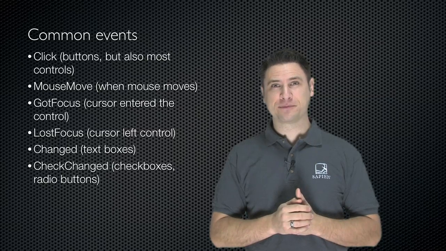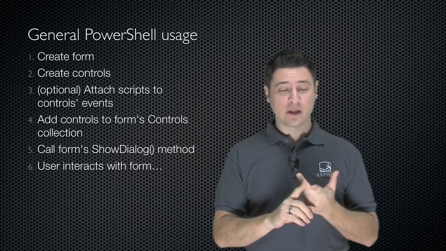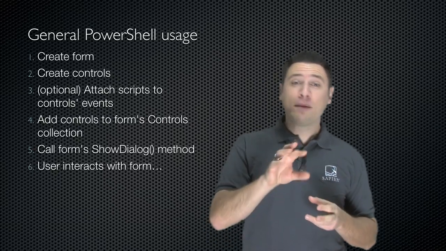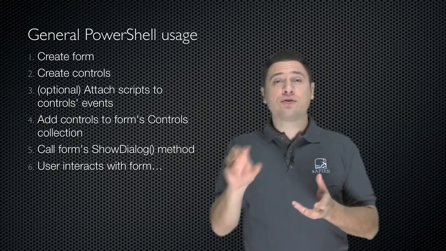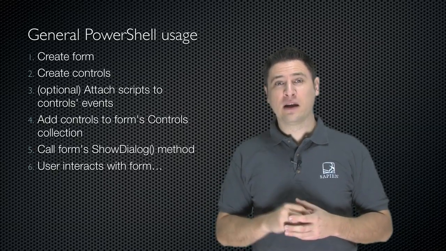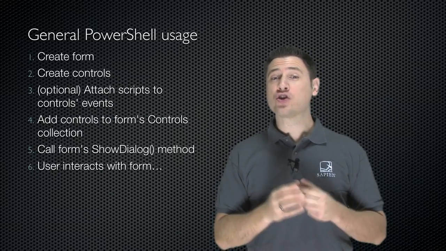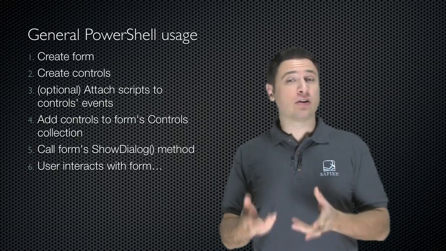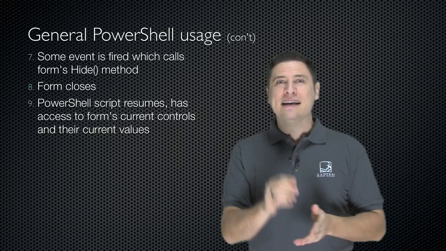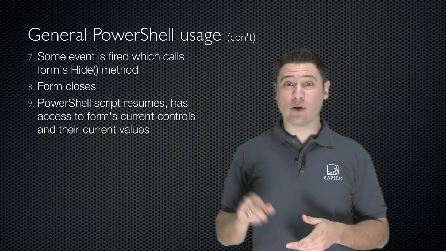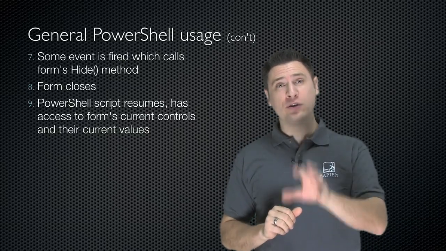So generally in Windows PowerShell, here's how you make a form. You create the form, then you create the controls. Optionally, for those controls that have events you want to respond to, like a button's click event, you attach a script to that control's events. You then add the controls to the form's controls collection, call the form's show dialog method, and the user interacts with the form. They type in things, they check checkboxes, they click buttons, whatever else. Eventually, some event is fired, like clicking on an OK or a cancel button, which calls the form's hide method. And you would do that from within your script that you write.